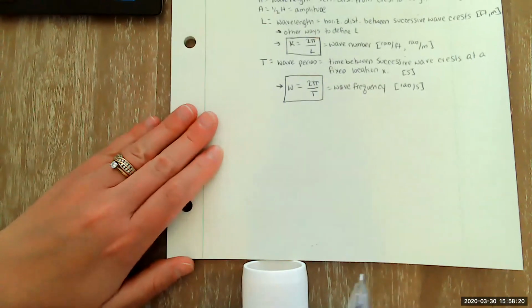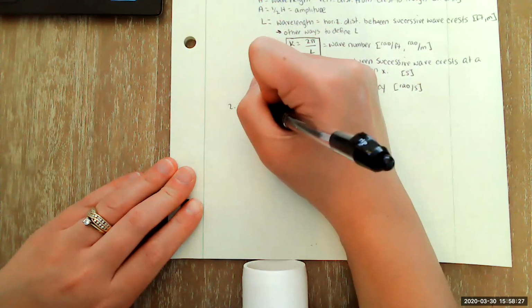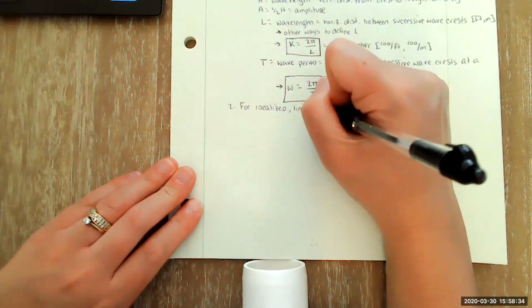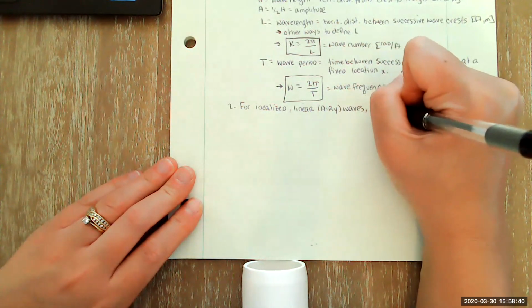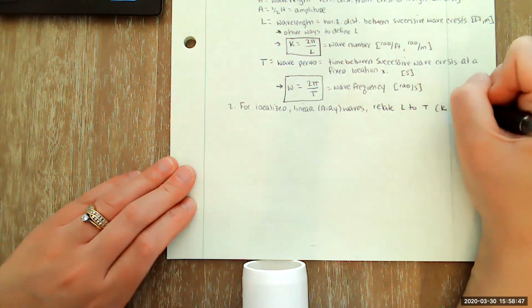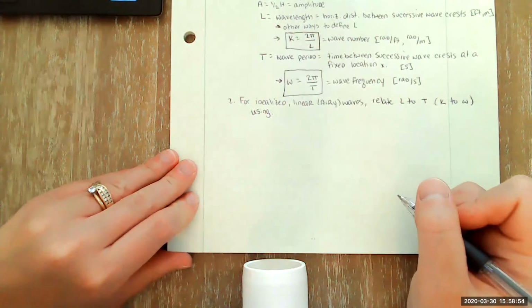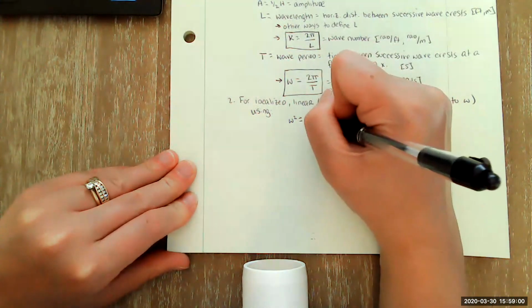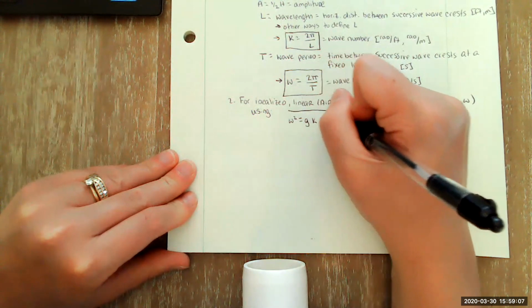For idealized linear waves, which is what we'll be working with here, so linear wave theory for idealized linear, or you might call them Airy waves, we can relate our wavelength to our period, or essentially we can relate our wave number to our wave frequency using the dispersion relationship, which tells us that omega squared is equal to g times k times the hyperbolic tangent of k times my water depth.